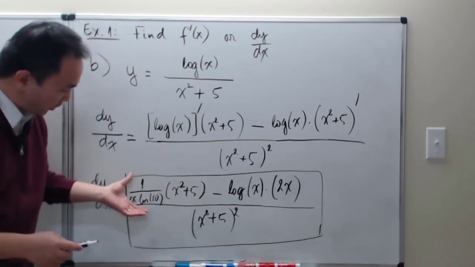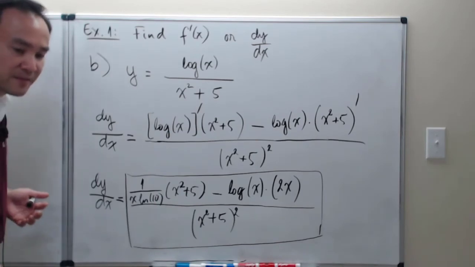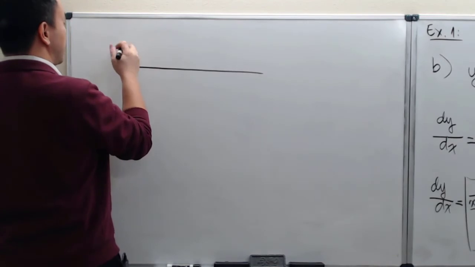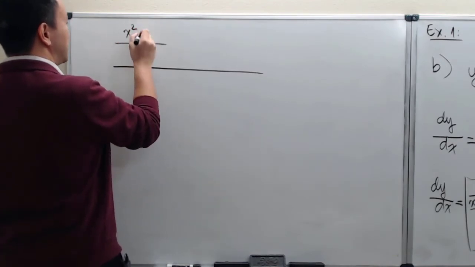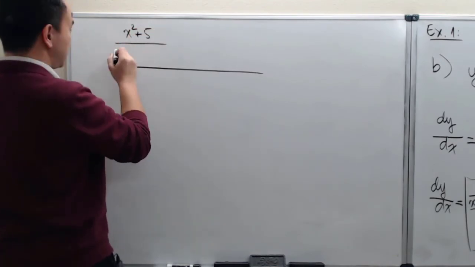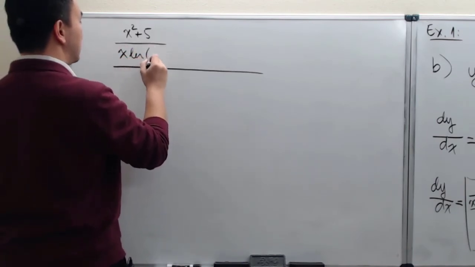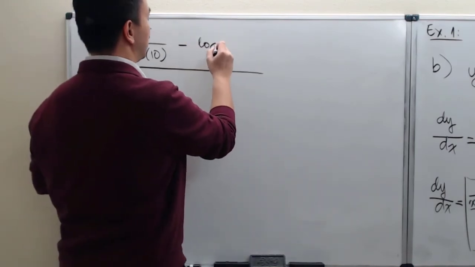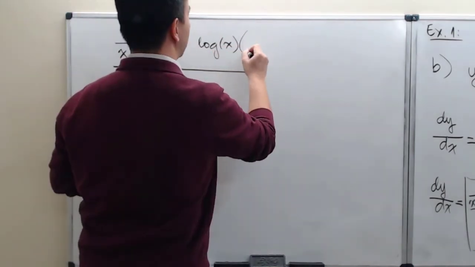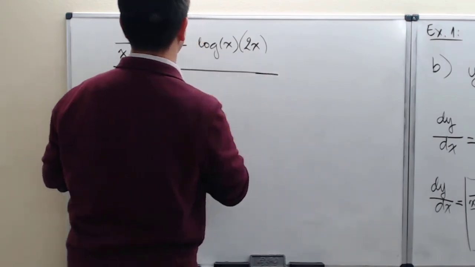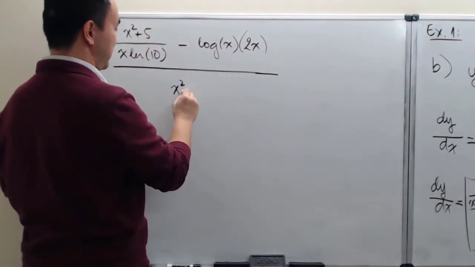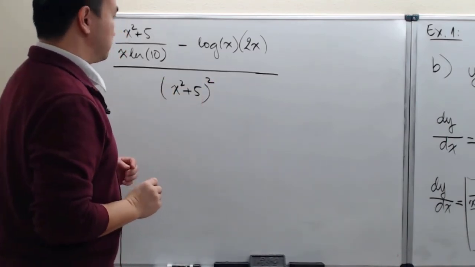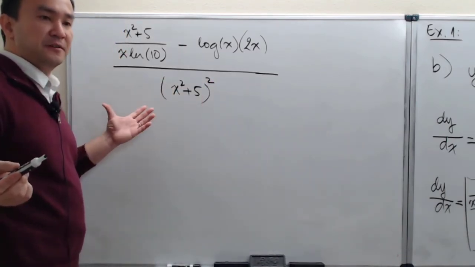Now we can write it first of all in one fraction. So let's do that. It's now better to write it as x squared plus 5 over x times the natural log of 10. And then we're going to subtract the other term, being log base 10 of x multiplied with 2x. And then we have an overall denominator here, x squared plus 5 all squared. So the expression doesn't look any further simplified.